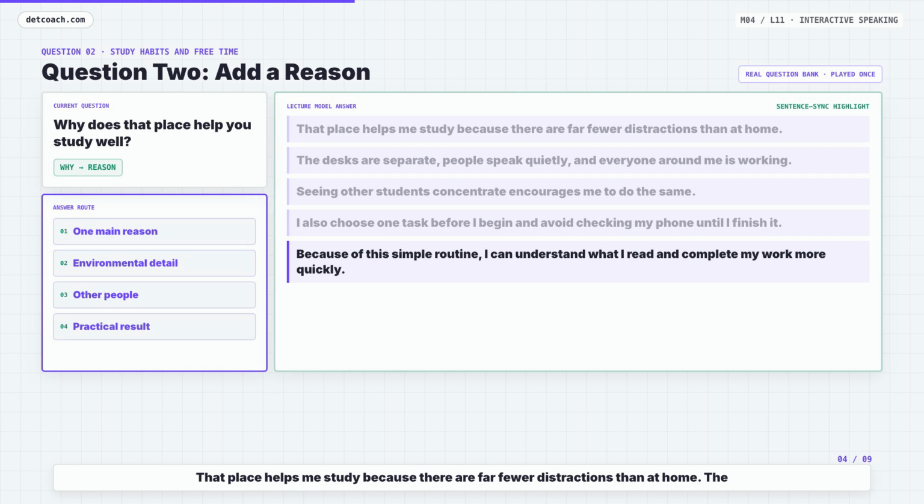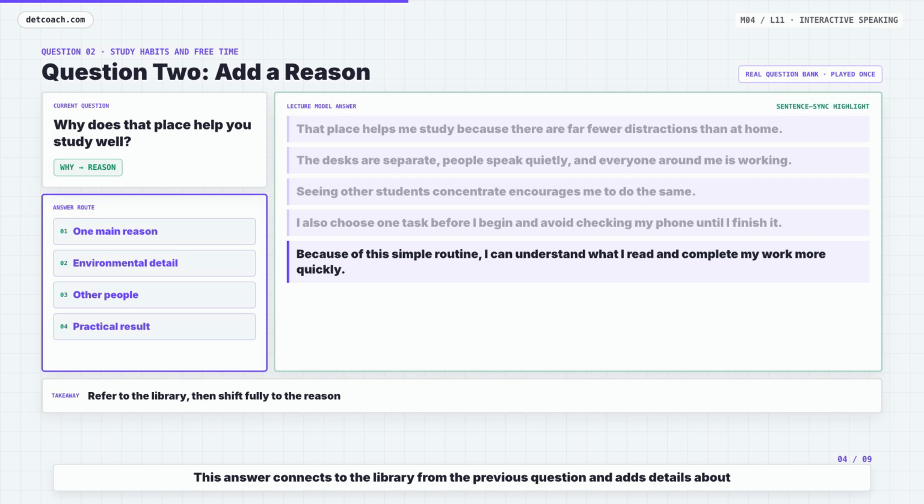That place helps me study because there are far fewer distractions than at home. The desks are separate, people speak quietly, and everyone around me is working. Seeing other students concentrate encourages me to do the same. I also choose one task before I begin, and avoid checking my phone until I finish it. Because of this simple routine, I can understand what I read and complete my work more quickly.